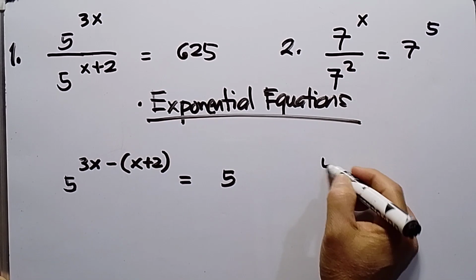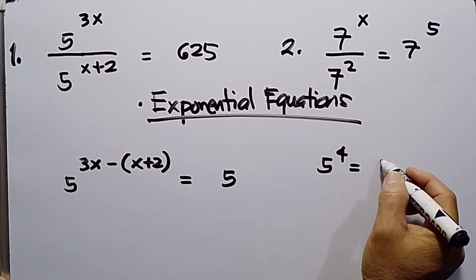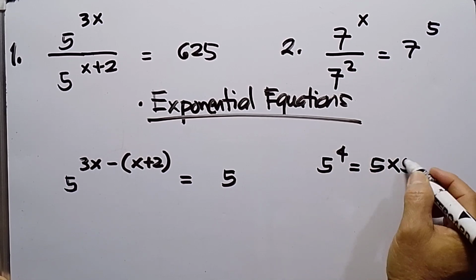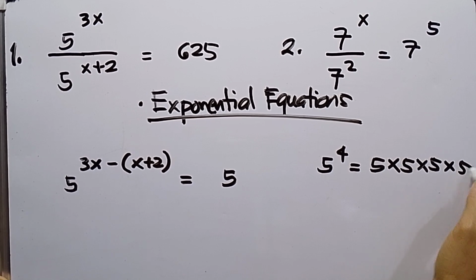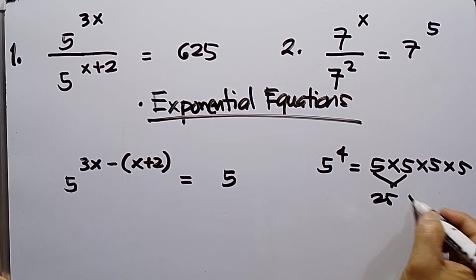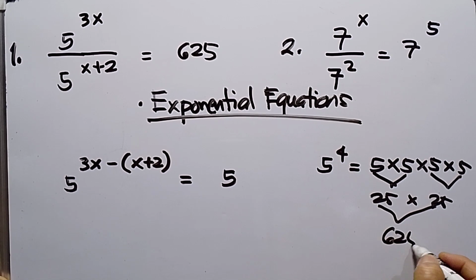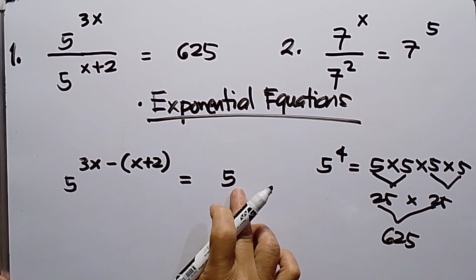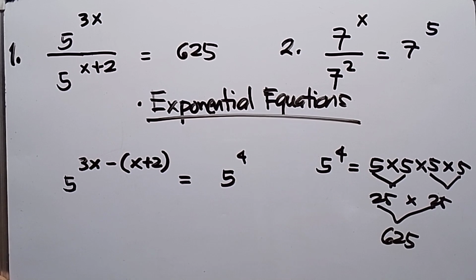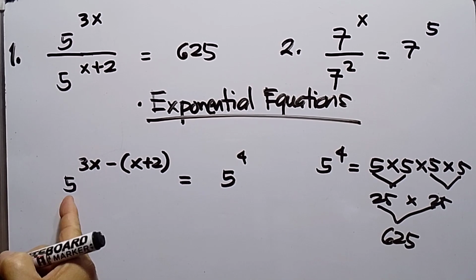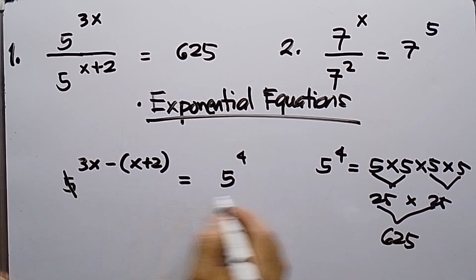So 5 raised to the 4th is equal to 5 times 5 times 5 times 5. This will be 25 times 25. And we know that 25 times 25 is 625. So this will be 5 raised to the power of 4. Okay? Since the same base, we cross out.